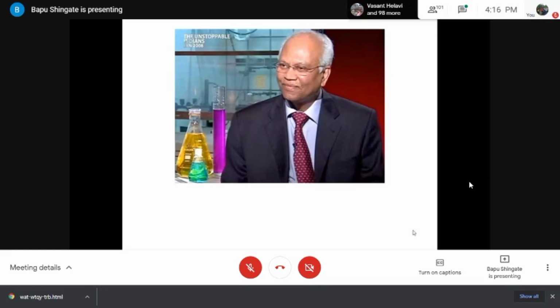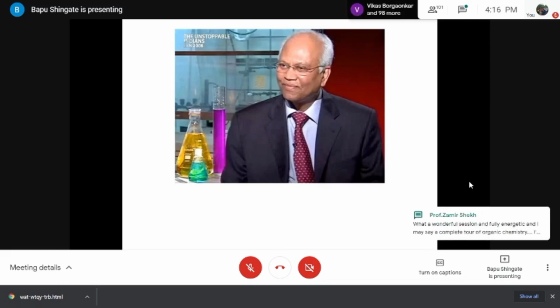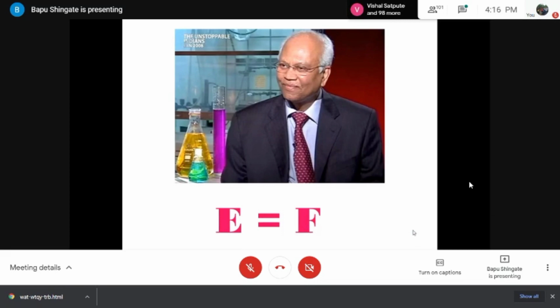Sudhir Gadgil asked Masharkar sir a question: "Sir, aplo shikshana badal cha mat ka hai?" This was the question asked by Dr. Sudhir Gadgil, and while giving the answer to that particular question, Masharkar sir gave one equation: E is equal to F.